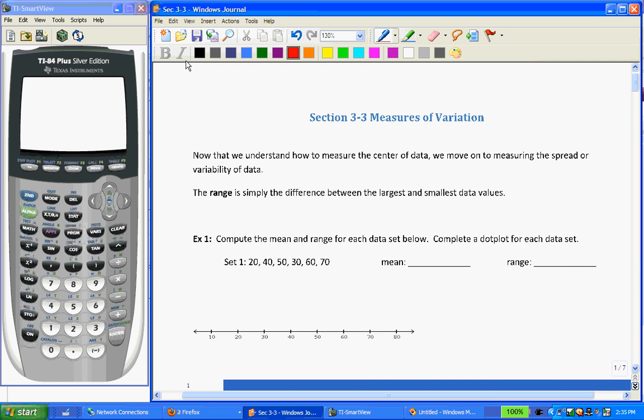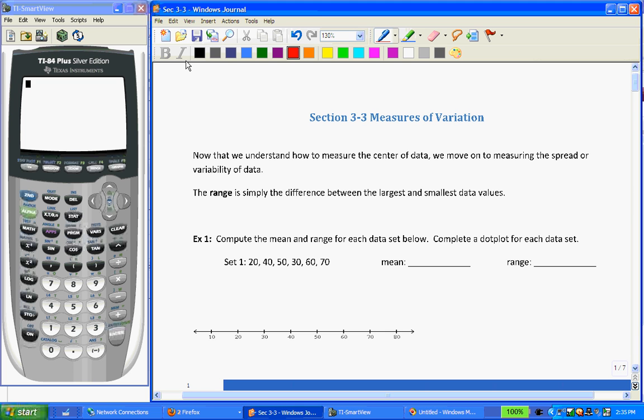Section 3.3 Measures of Variation. Now that we understand how to measure the center of data, mean, median, mode, mid-range, we move on to measuring the spread or variability of data. The range is simply the difference between the largest and smallest value. So that's one measure of variation, just from the small to the large.